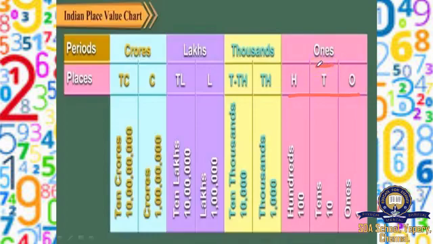The ones, tens and hundreds places together are called the ones period. The thousands and ten thousands places together are called the thousands period. Lakhs and ten lakhs together are called the lakhs period. Crore and ten crore together are called the crores period.